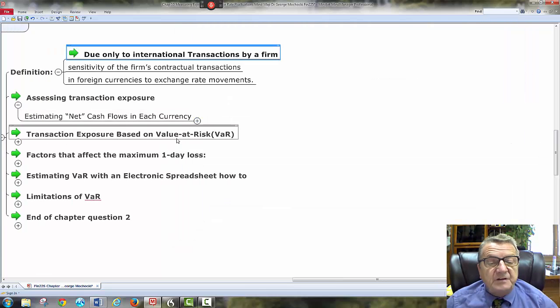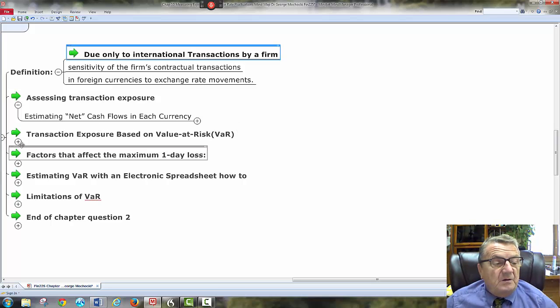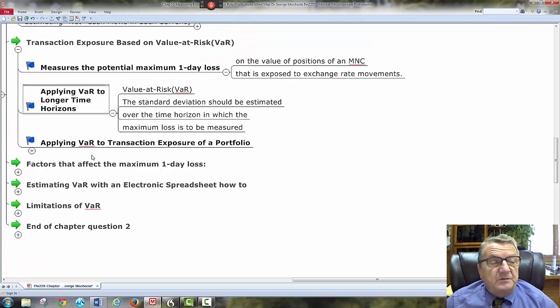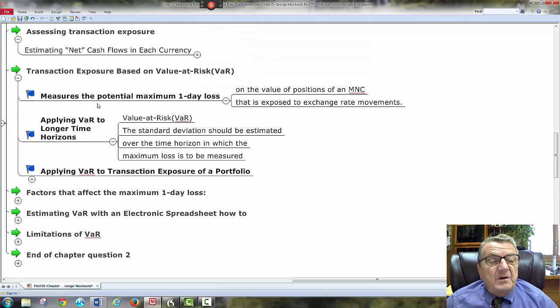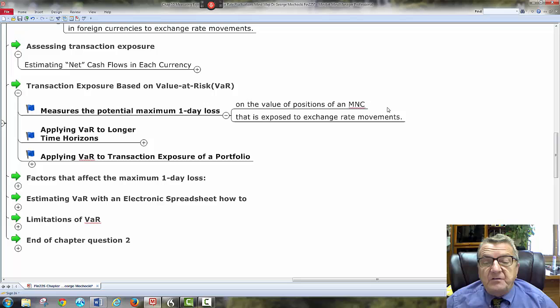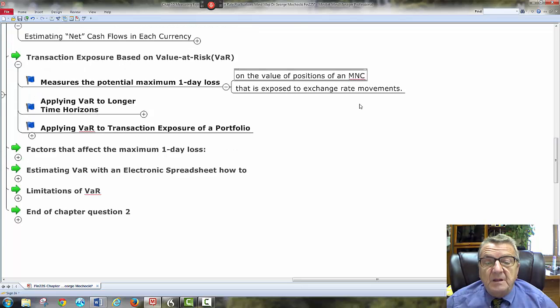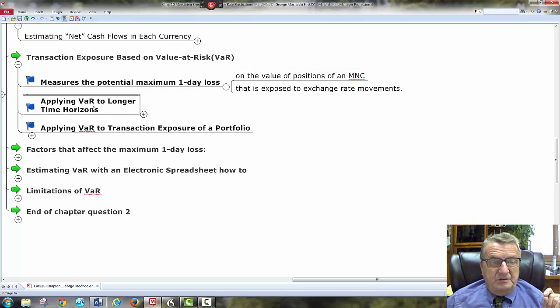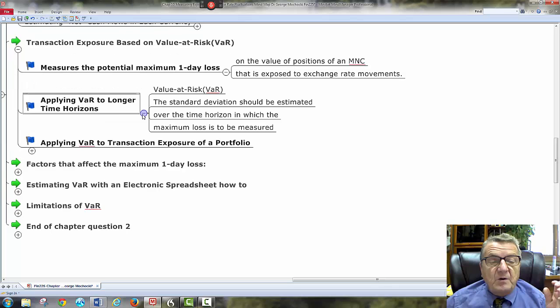Okay, transaction exposure based on value at risk. Or not variance, value at risk. The VAR, value at risk. Okay, so what does that tell me? And here's my value at risk. It measures the potential maximum one-day losses on the value of the position of the MNC that's exposed to exchange rate movement. Okay, no problem. Applying the value at risk to time horizons.